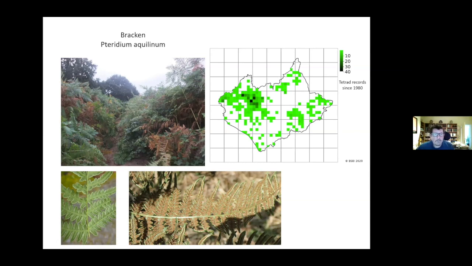But it has these huge tripinnate fronds, mostly doesn't spore, but just occasionally does. Okay.